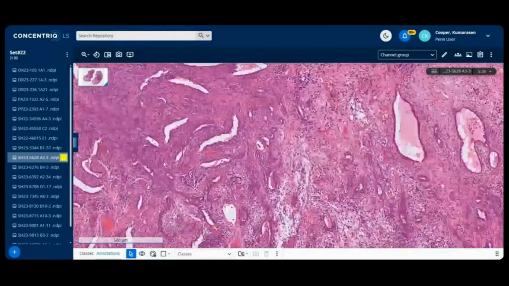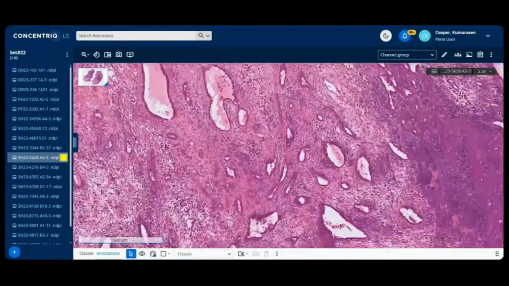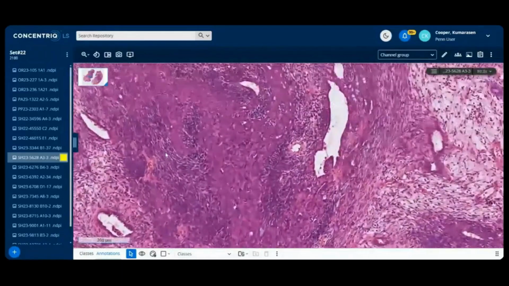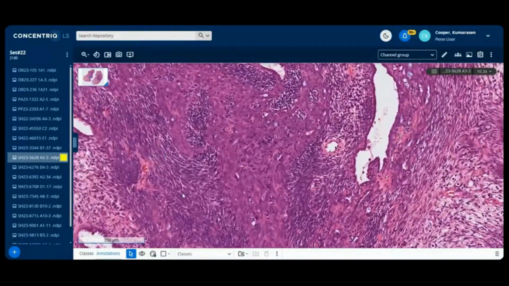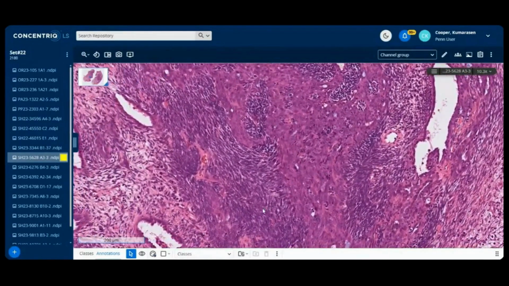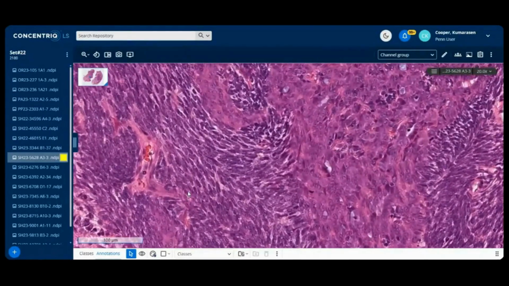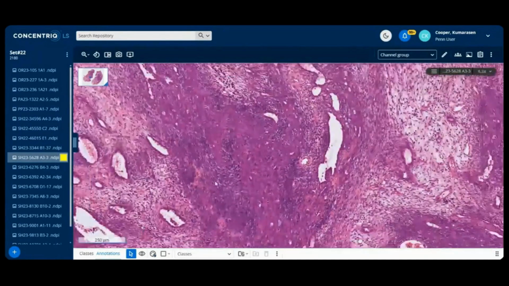Any thoughts on any investigations that you'd like, or any differentials you want to entertain? Here we go. There's the spindle areas and the more epithelioid areas adjacent to it. And I'll show you the high power of these spindle areas. Okay, hyperchromatic, a lot of overcrowding, overlapping nuclei.